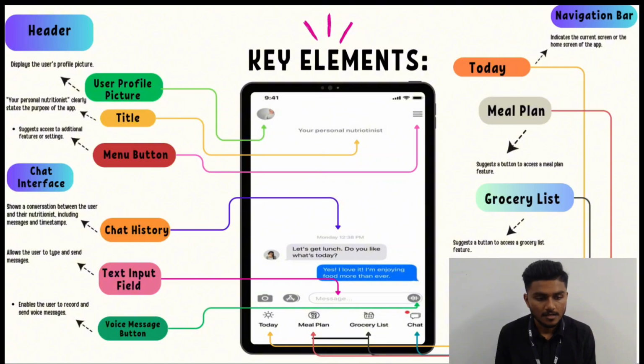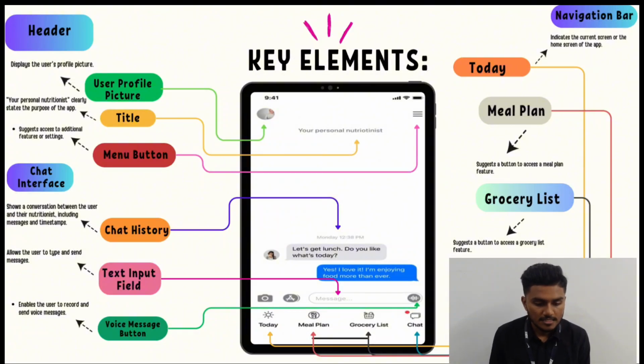The second one is the title, "Your personal nutritionist", which clearly states the purpose of the app. The third one is the menu button, which suggests access to additional features or settings. The second thing is the chat interface. Here we have the chat history, which shows a conversation between the user and their nutritionist, including messages and timestamps.